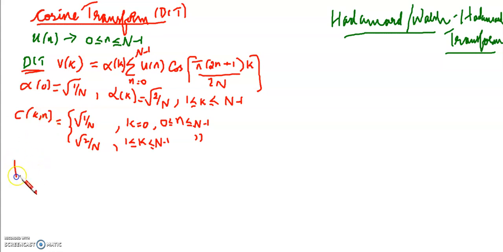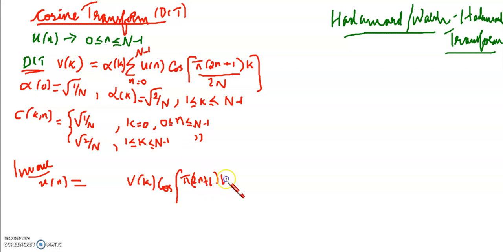Now you can write down the inverse DCT. Inverse means you have to represent u(n) in terms of P(k). So you have u(n), and you are representing it in terms of P(k). Again, this term is the same: cos of pi (2n plus 1) k divided by 2N.